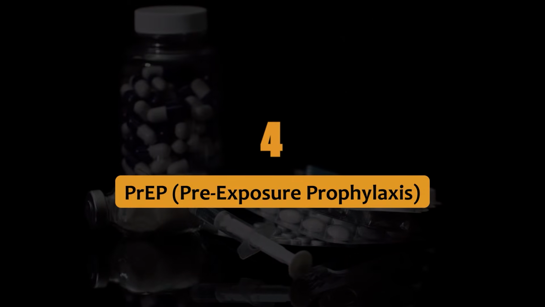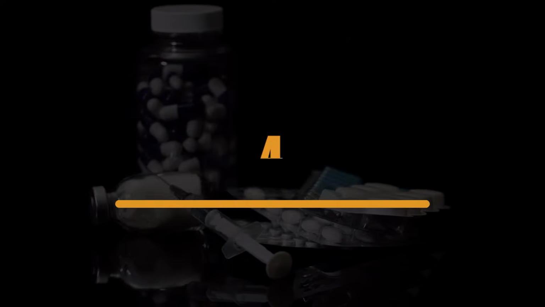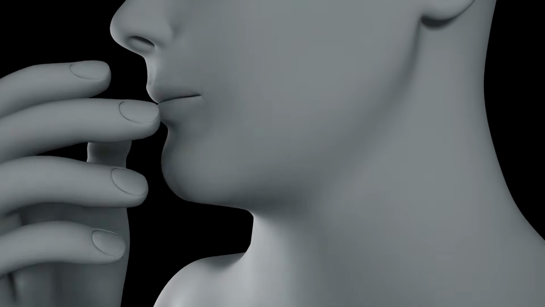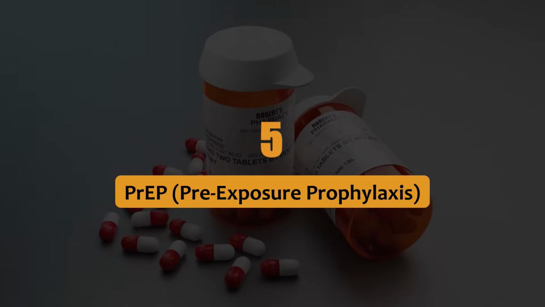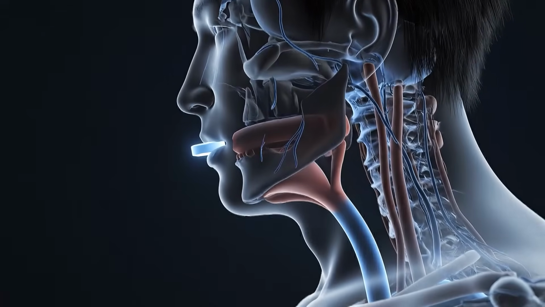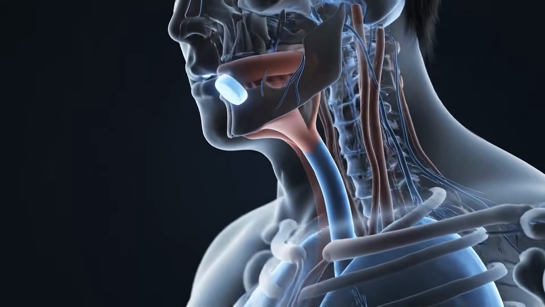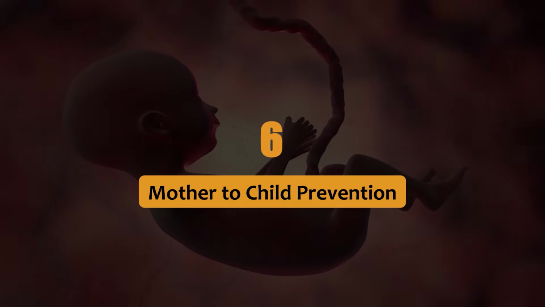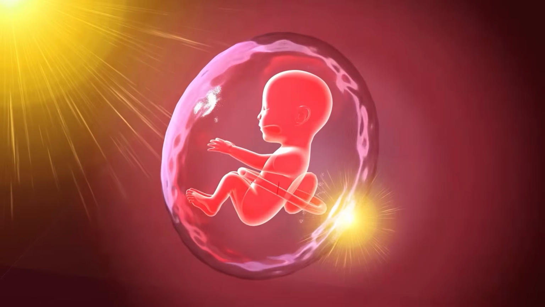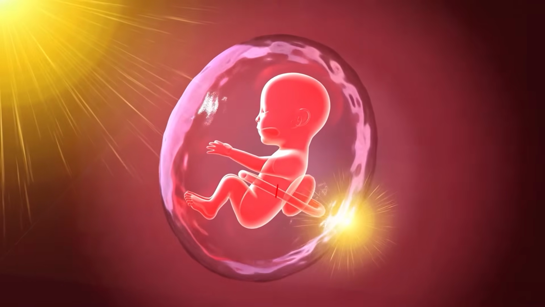4. PrEP, pre-exposure prophylaxis. A medication taken by high-risk individuals to prevent infection. 5. PEP, post-exposure prophylaxis. Emergency medication taken within 72 hours after possible exposure. 6. Mother-to-child prevention. ART during pregnancy prevents transmission to babies.